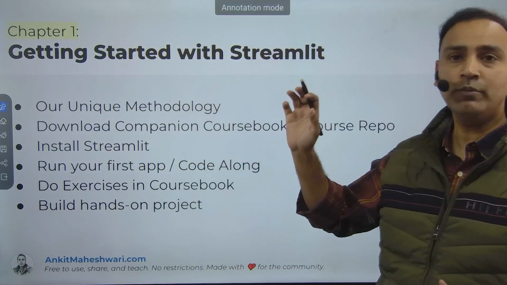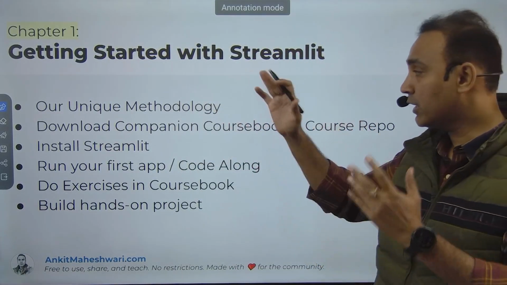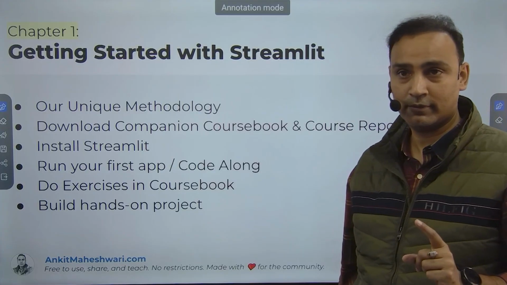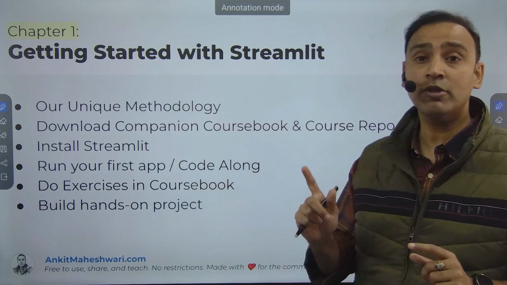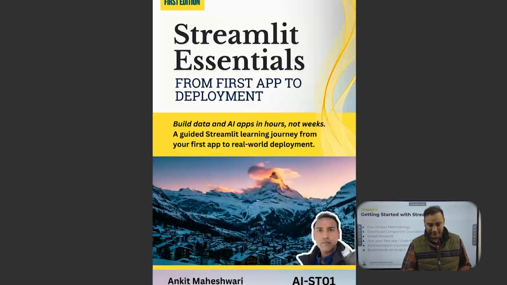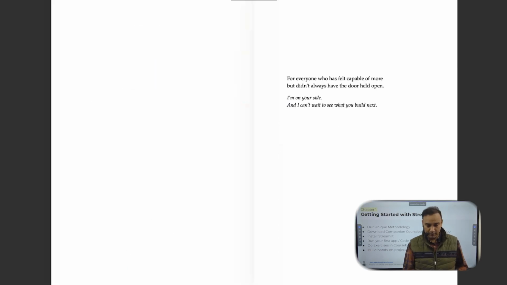Let me show you your toolkit for this entire playlist. First, the companion course book, because your companion course book is going to be your guide. There are 9 complete chapters. In fact, let me show you. So this is the course book. You can see on your screen, right? There will be multiple chapters.